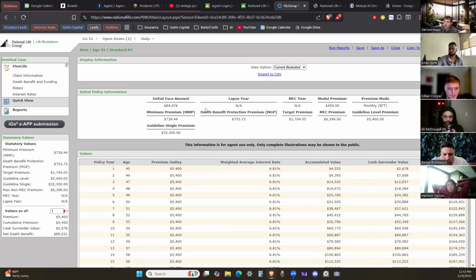So I have them write down this initial face amount. I have them write down this death benefit protection premium, just the minimum premium. 753, that's for the year. So that's a little over $60 a month. And then I have them write down the MEC premium. I said this is the maximum amount you can put in yearly. 6,396. And then I also have them write down the modal, like what the planned premium is, so 450, and that's 5,400 for the year.